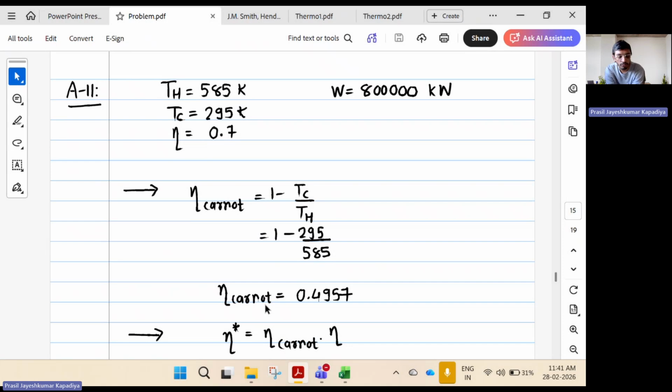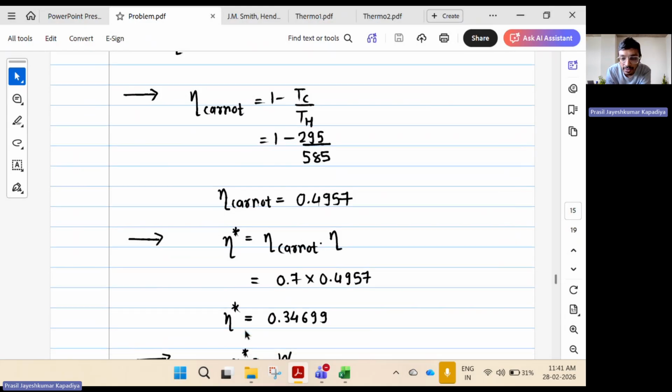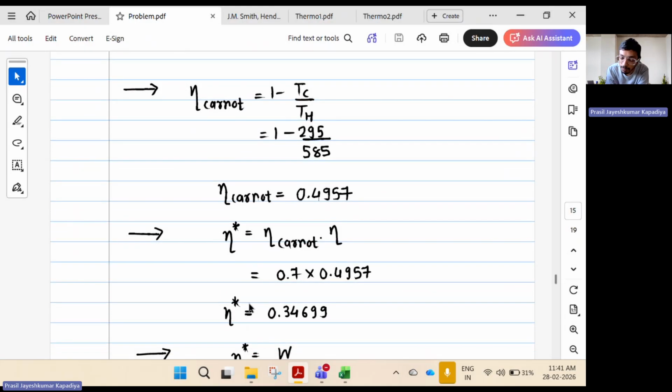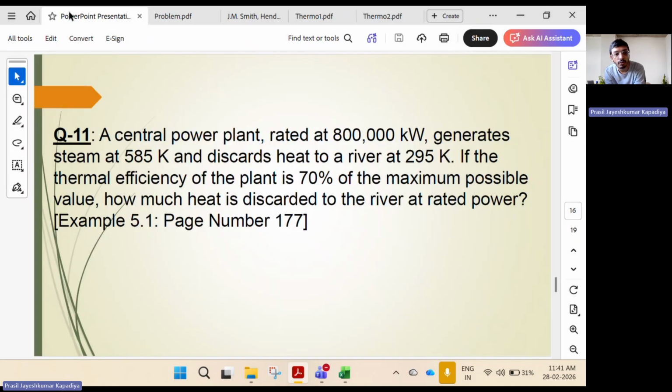So what is told to us is that for the actual engine it is 70% of maximum efficiency. So my eta actual will be 0.7 times this value. So that is just 35% efficiency. So my eta star is 0.34699. Now what is told to us is to find out how much heat is discarded.